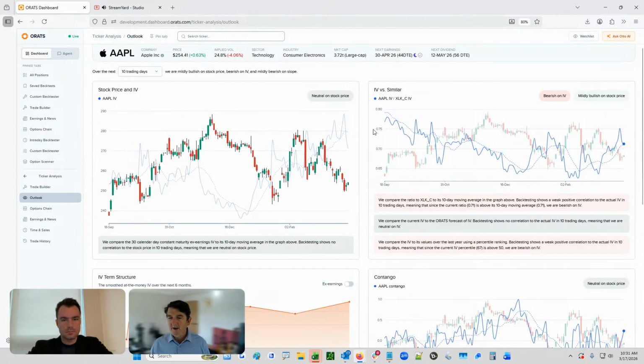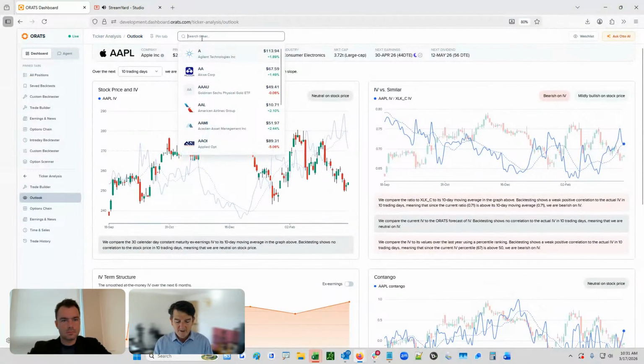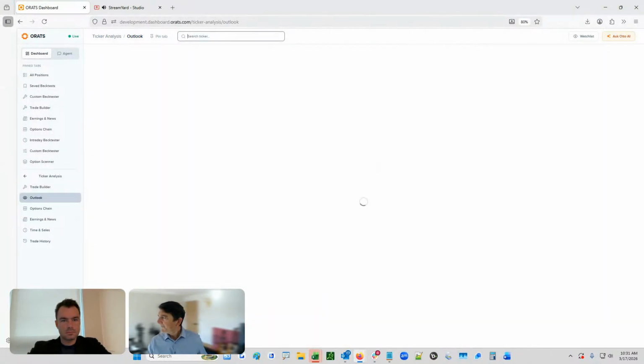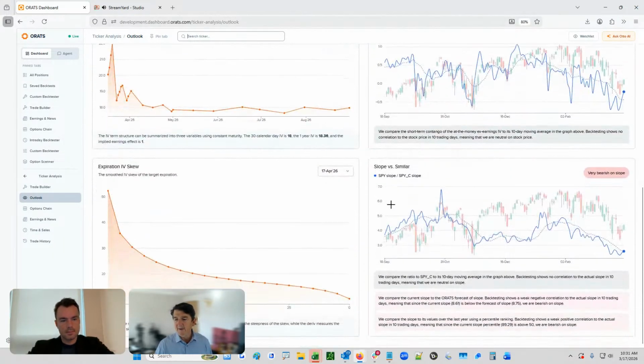This is Apple. Let's go SPY. What we're going to see is SPY versus the components, and what we want to look at is what is happening. So here's the slope, right? Right now the slope has come down. Okay, so this is not good.